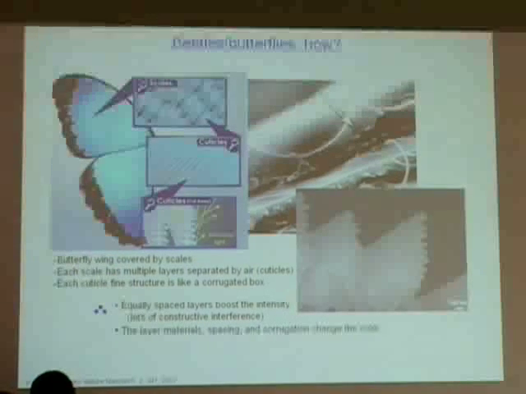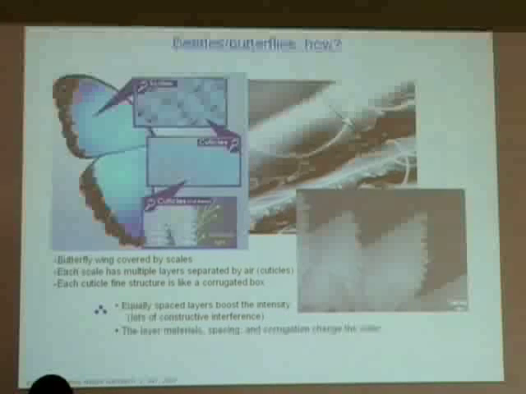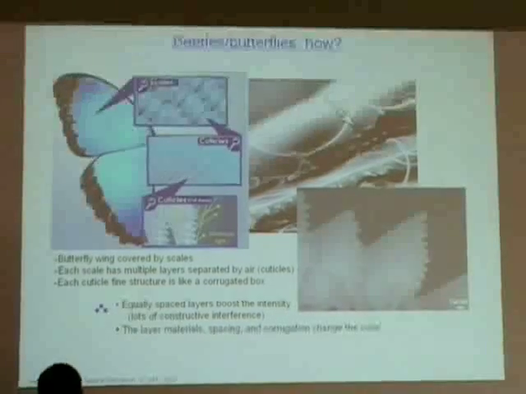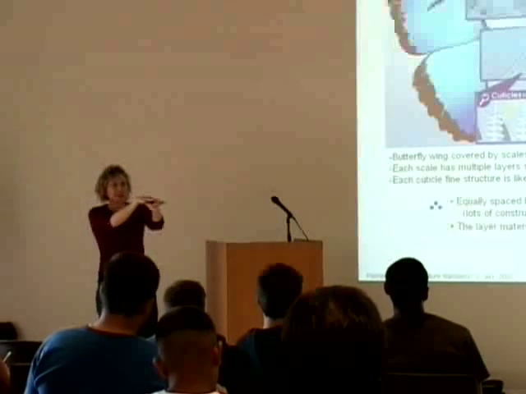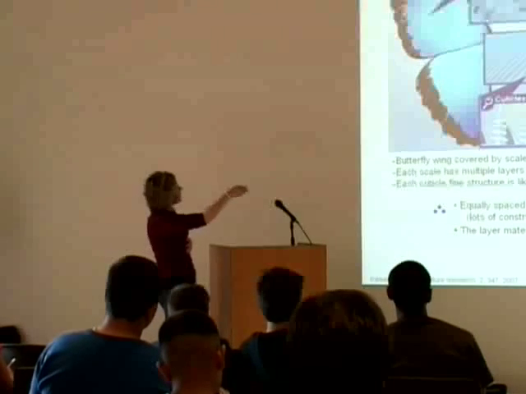All right, so how do they do it? Let's take a look first on the left. This is a cartoon view of a butterfly. So like I said, it turns out that butterfly wings are covered by scales, and there are actually multiple layers of these scales, and they sort of interdigitate. That's kind of what they're showing here.